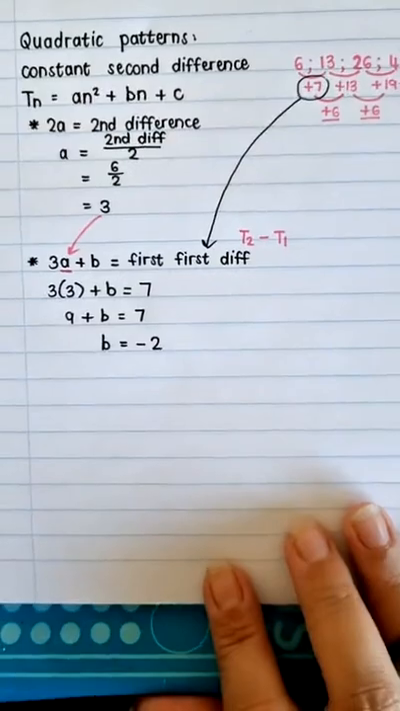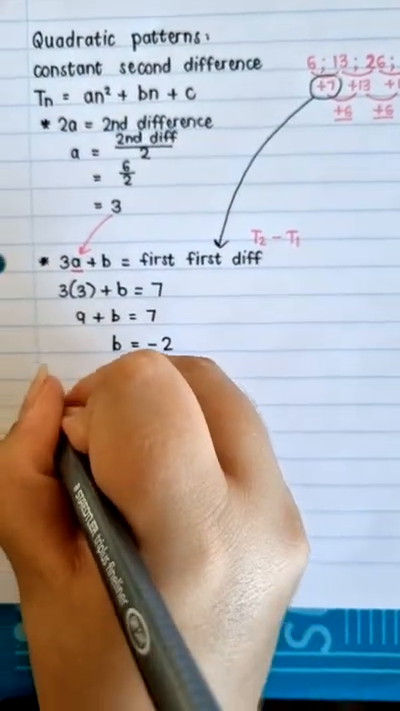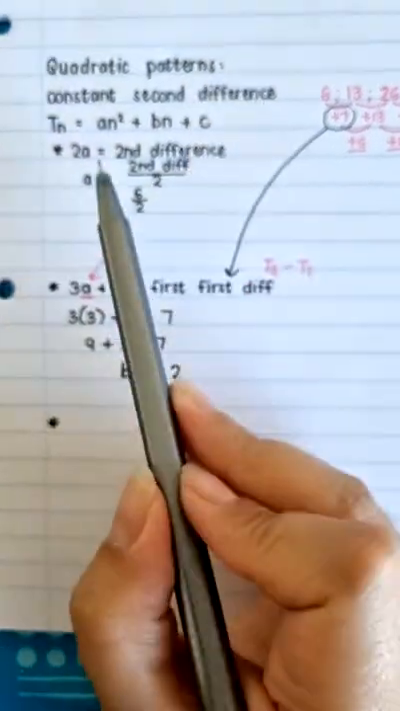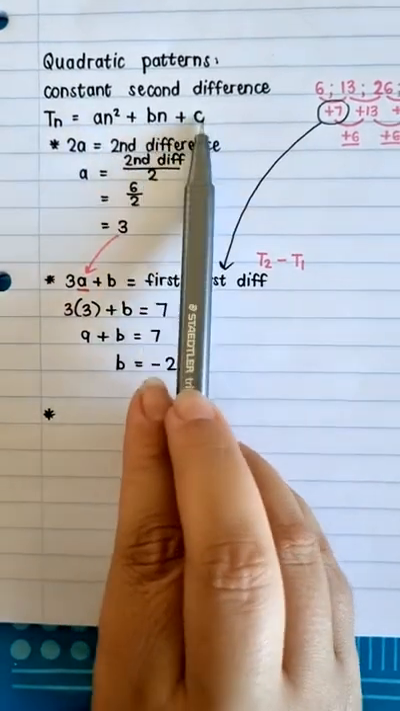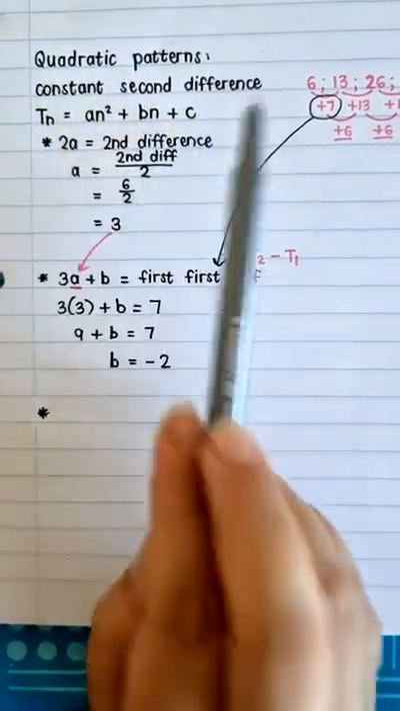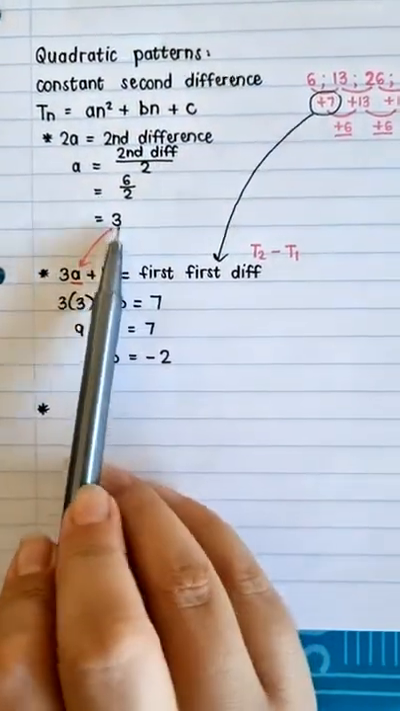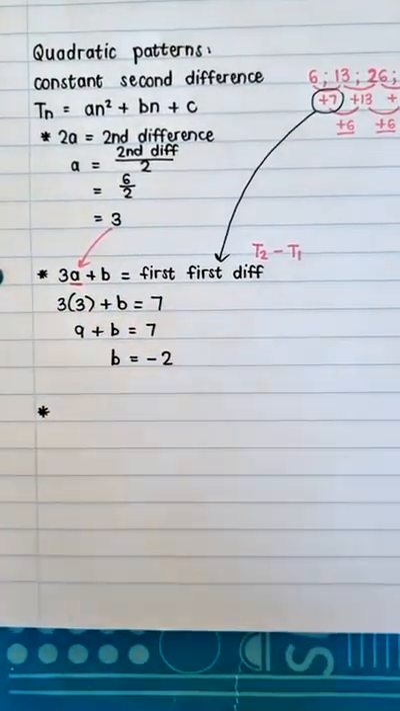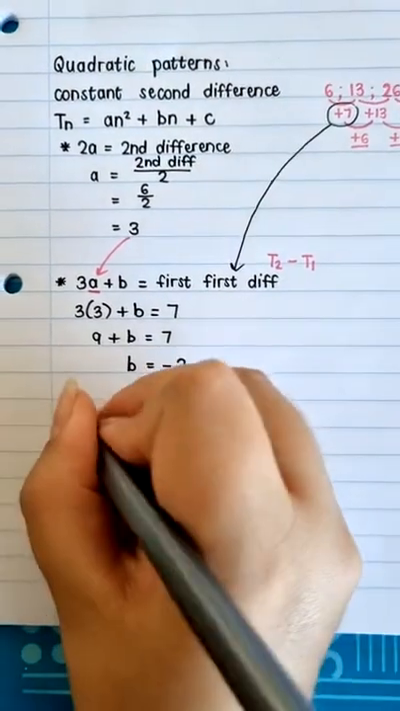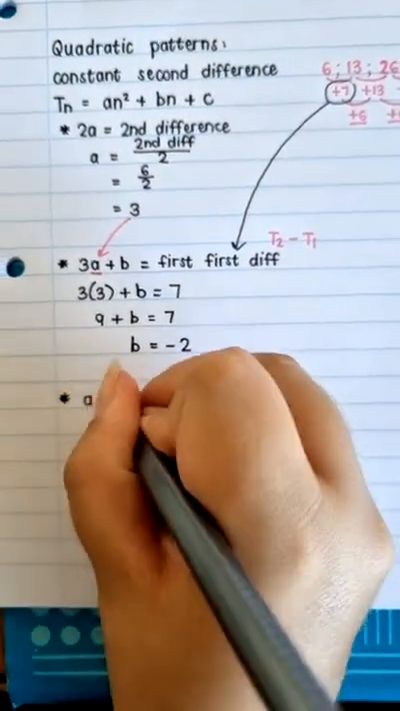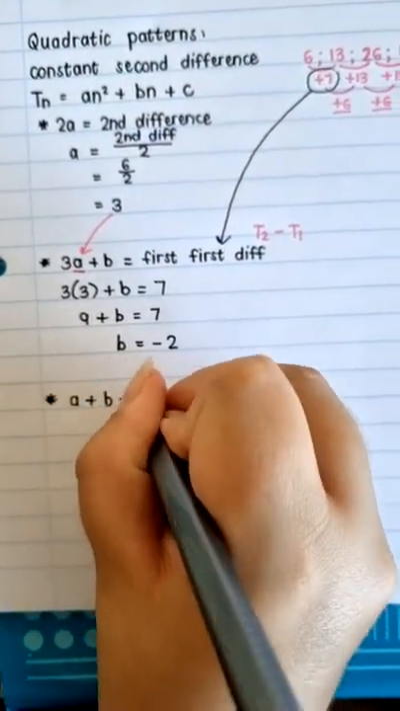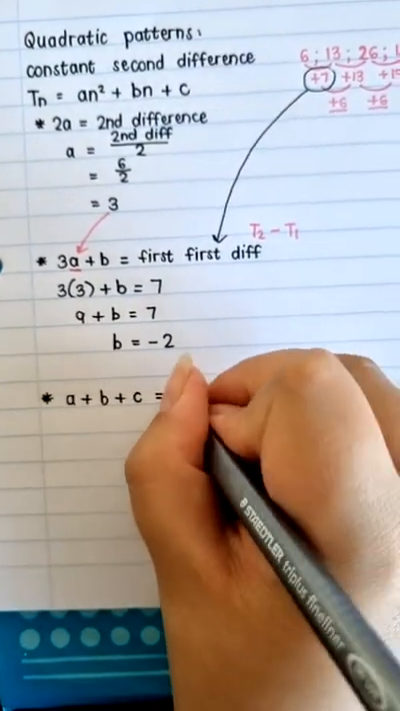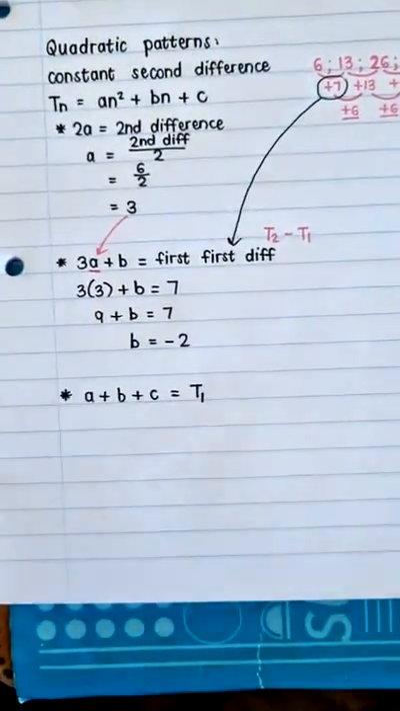Perfect. Now the last step would be to find our c value, because in this formula we have 3 variables. Alright, so we need to find all 3. We found a first, then we used a to find b, and now we're going to use a and b to find c. Now the last formula that you need to remember is that a plus b plus c is equal to term 1.